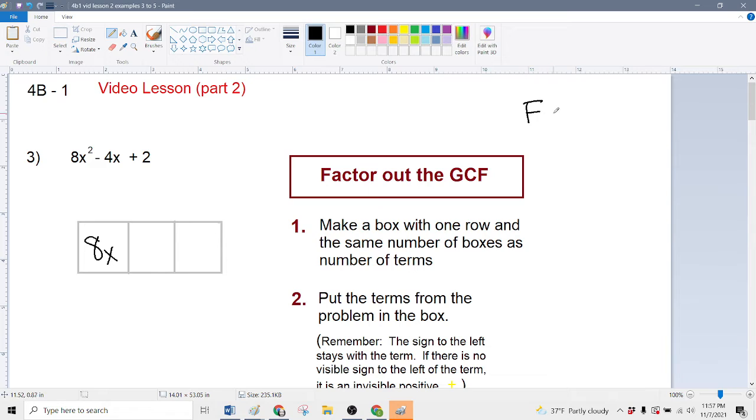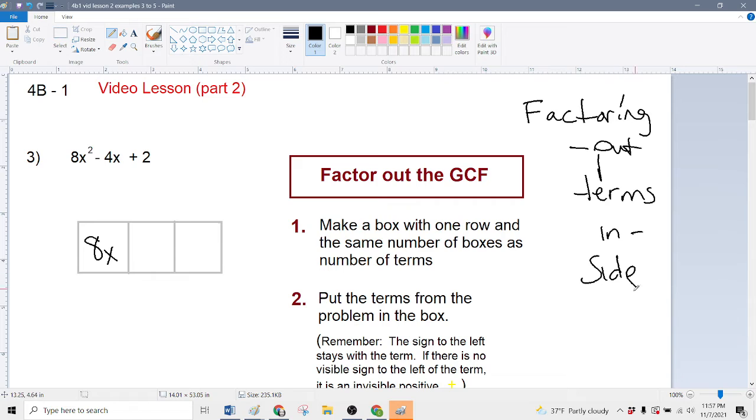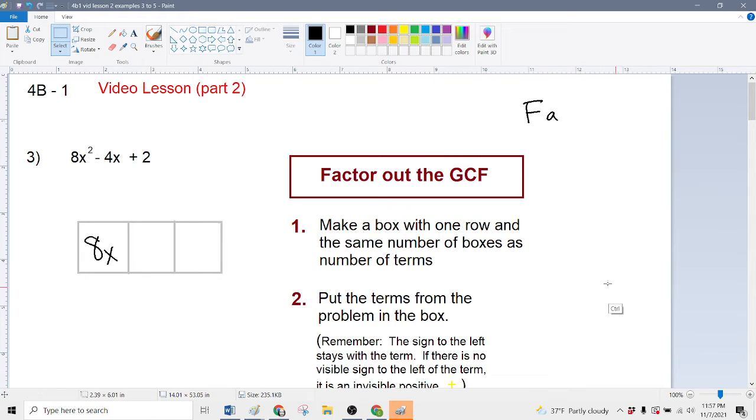So when we're factoring and using the box method, we always put terms from our problem inside the box. That's really important to remember, okay? When we're multiplying, the terms go on the outside. When we're factoring, they go on the inside. So we'll finish putting those terms inside the box. Remember that the sign to the left of the term stays with the term. So even our 8x squared term has an invisible positive there, okay?